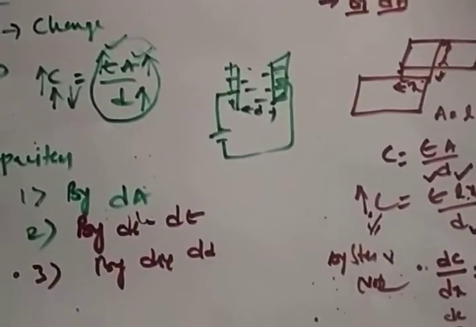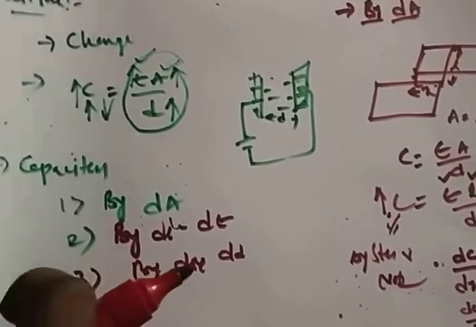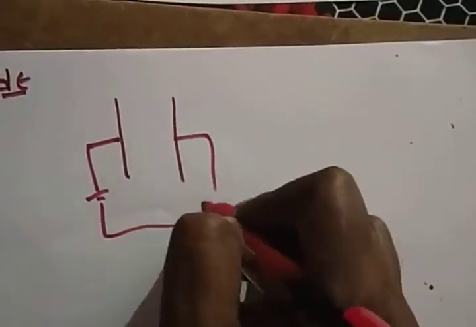I hope I completed it. Now changing the dielectric material also, I'll discuss, no problem. Everyone should understand the subject, that's it. By changing the dielectric material, suppose air is the dielectric material and you applied a voltage. So air is a dielectric material, and you have the capacitance value C, which is equal to 10 microfarad.